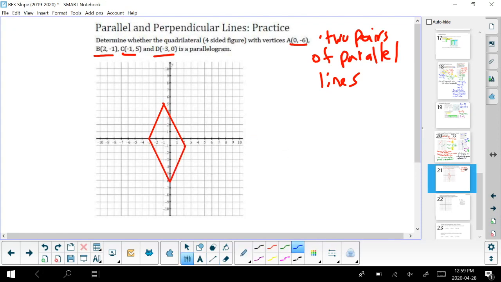Now I'm going to go ahead and label this. So you've got A down here, we've got B over here, and then we've got D and C. So really what we're going to be looking for is to find out if AB and CD are parallel to each other, and figure out if BC and AD are parallel to each other. Let's go ahead and find out the slope of each line.